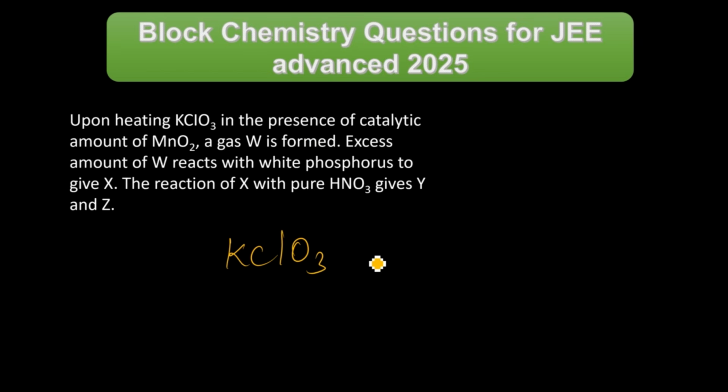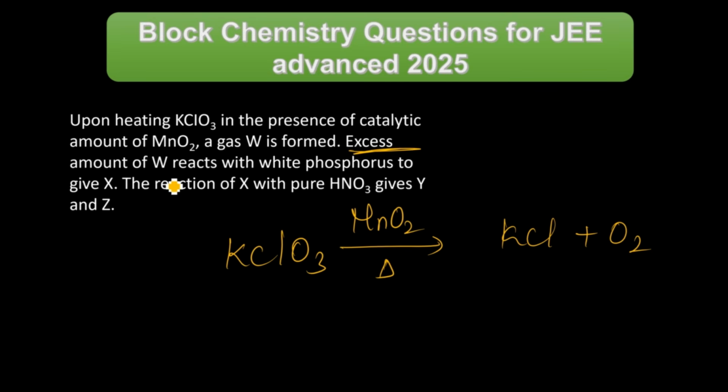So KClO3 in the presence of a catalytic amount of MnO2, upon heating it will form W. What is W? Excess of W reacts with white phosphorus. So in this reaction I got KCl and O2. So I have to name which is W. They have mentioned an excess amount of W. Obviously, W must be oxygen. So oxygen reacts with white phosphorus to produce X, which will be P4O10.